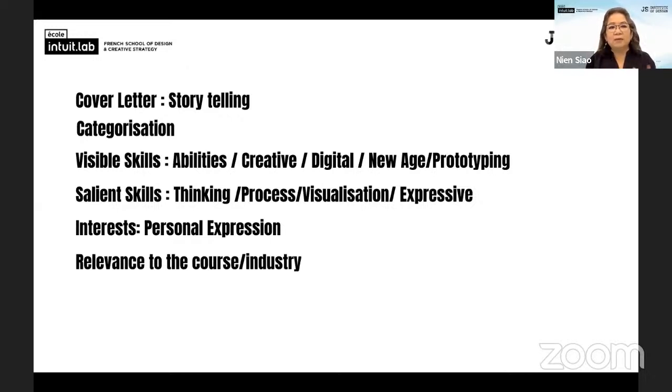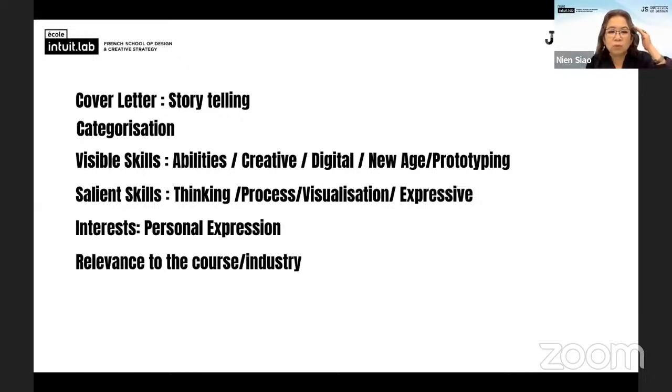And then you categorize your portfolio into visible skills and salient skills. Make sure you put in your interests, certainly. So your visible skills would be all about your illustration skills, your visual skills, your ideation skills, your technology skills, your model making or prototyping skills. If you have all that, put photographs of those things as well. Your salient skills is about your thinking process, your conceptualization process.